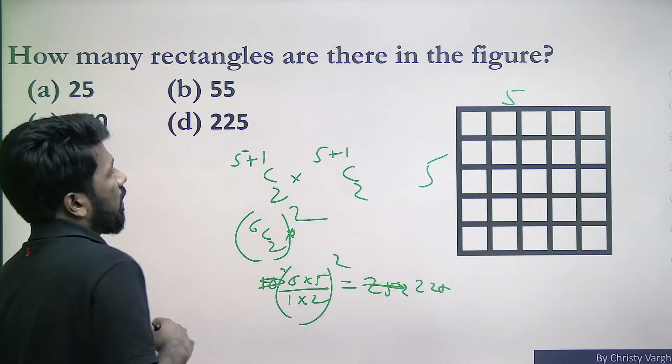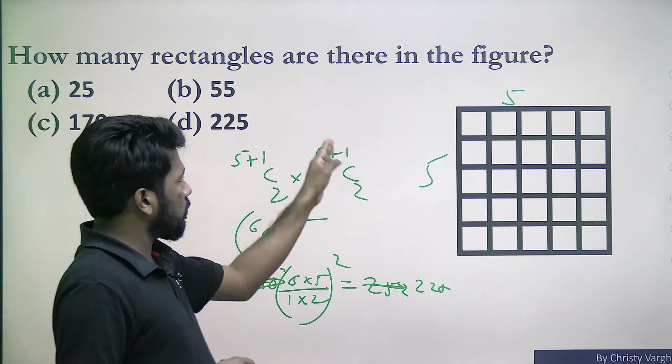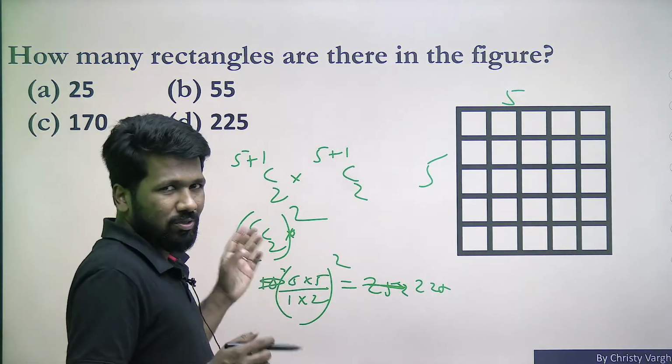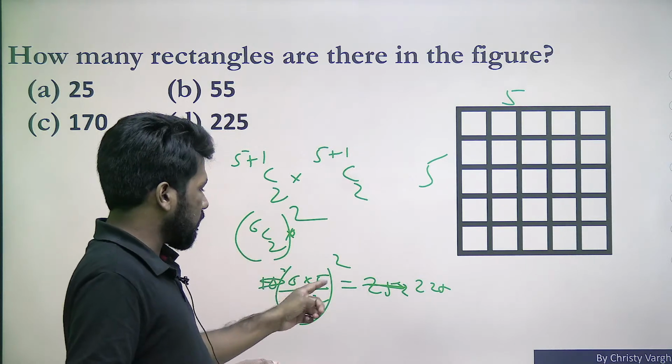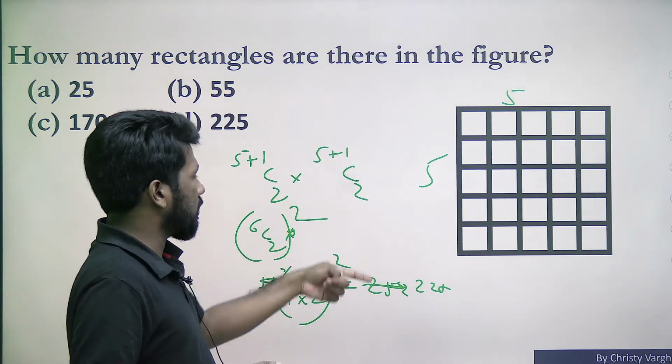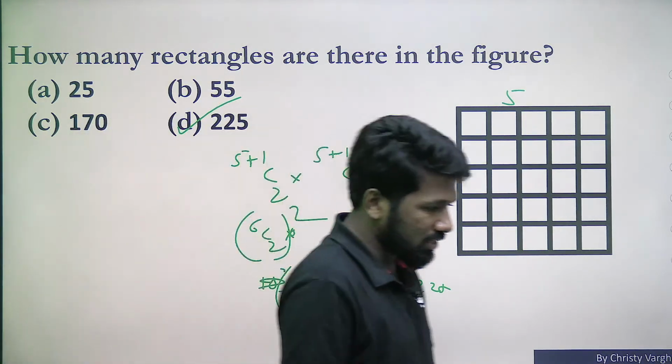So 5 rows, 5 columns, so 5 plus 1 C2 into 5 plus 1 C2, that is 6C2 into 6C2, that is 6C2 the whole square. 6C2 is 6 into 5 by 1 into 2, that is 15. 15 square is 225. So option D is the answer.